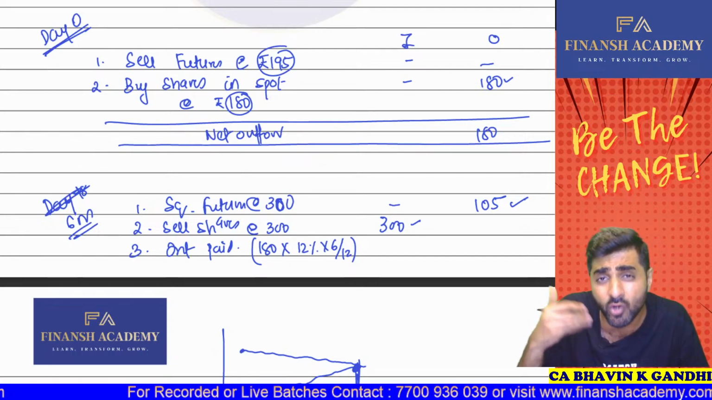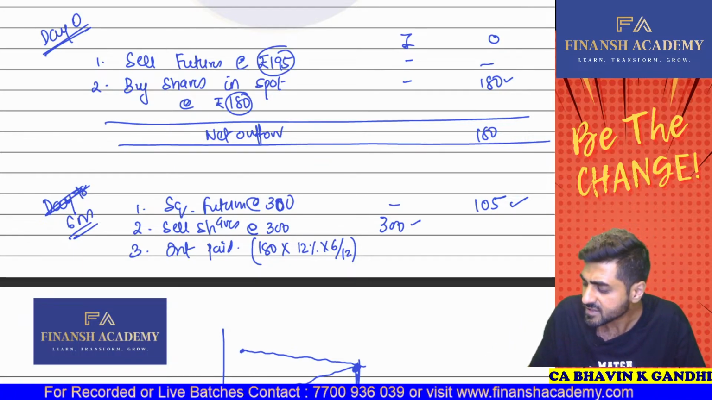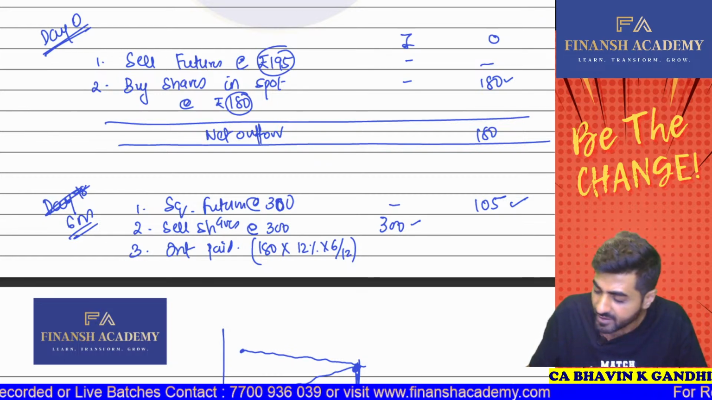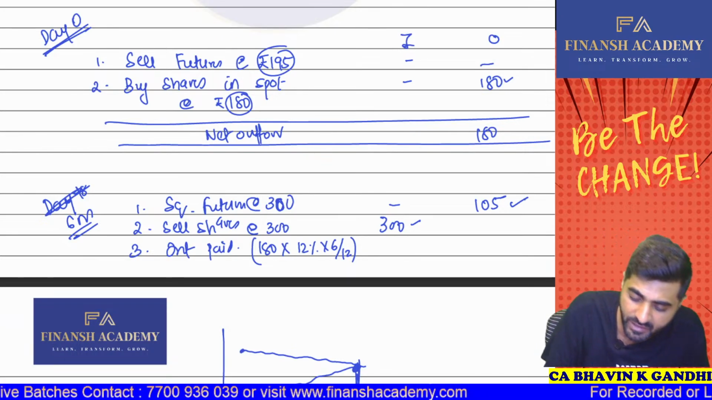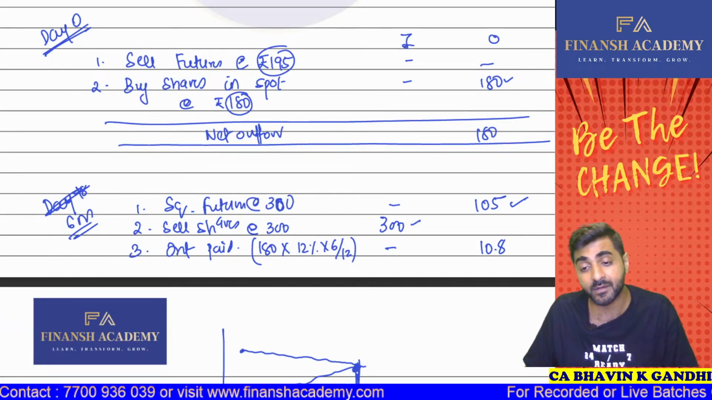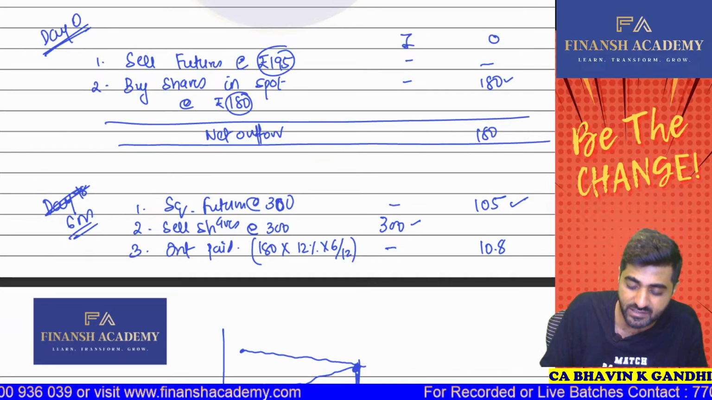Now let's talk about my loan and interest paid. My interest paid will be 180 multiplied by 12% and into 6 divided by 12. This will eventually give me 10.8. So 10.8 is nothing but the interest which I'm paying. Now, are there any dividends given to you in the question? Then the answer is no.